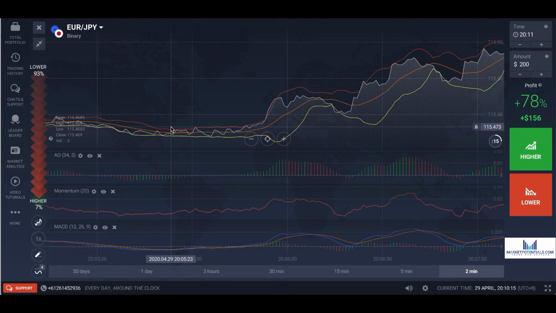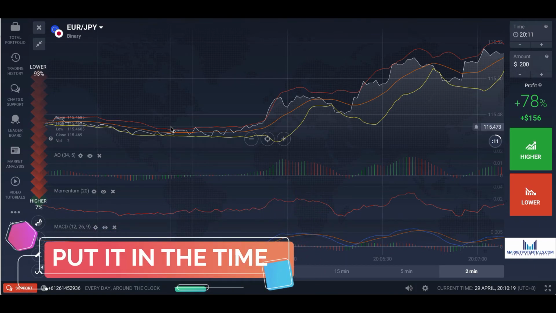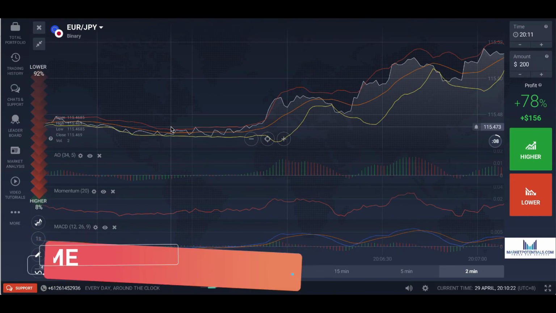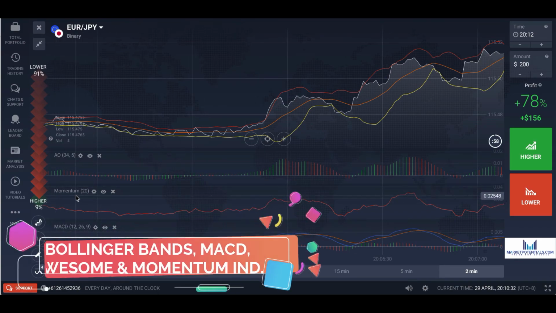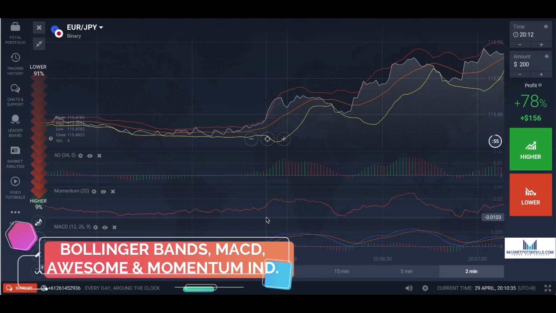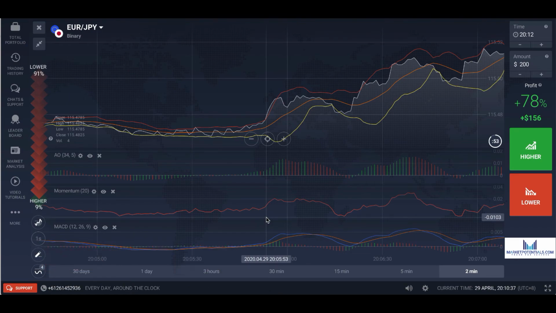So this is what I do recommend, guys. Put in the time, all right? Technical indicators, you can learn quite easily. Just do a quick Google search. You'll be able to figure out which technical indicators to use. Again, a quick introduction: I use the Bollinger Bands, the awesome oscillator, the momentum indicator and MACD. You can Google them if you have no idea what I'm talking about.